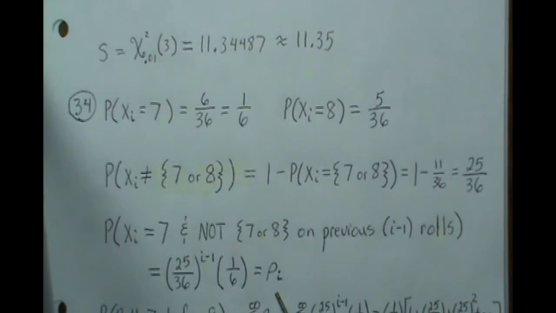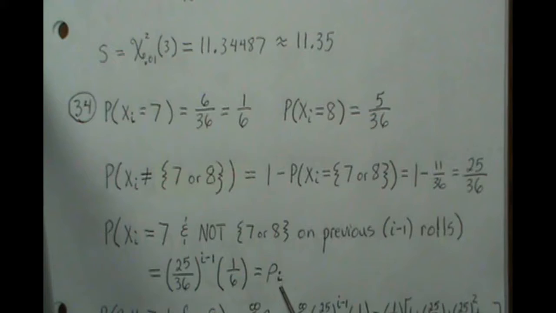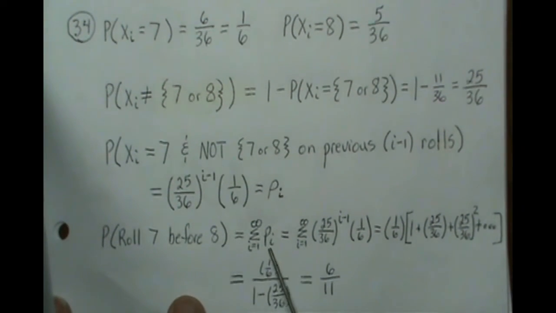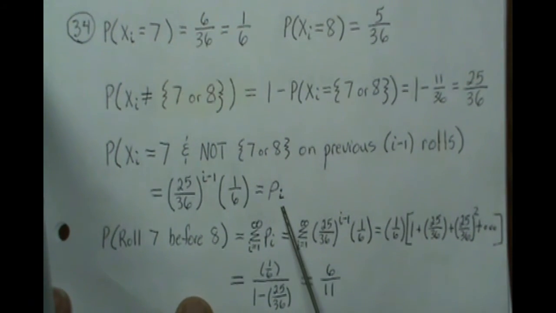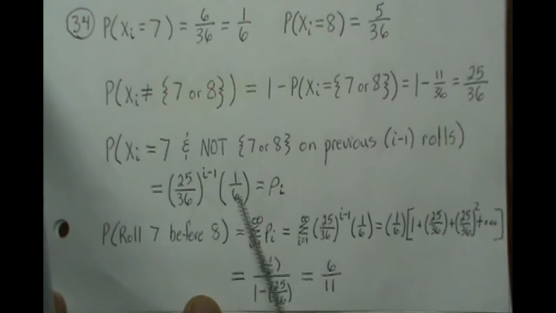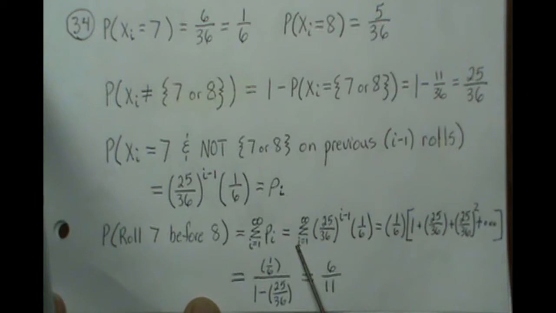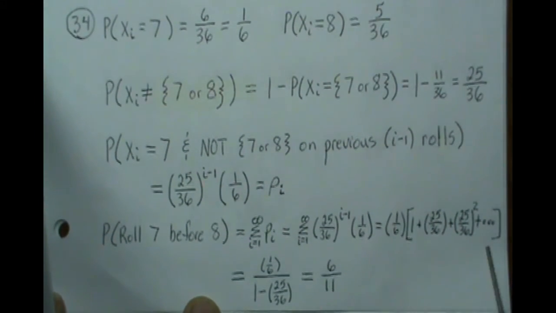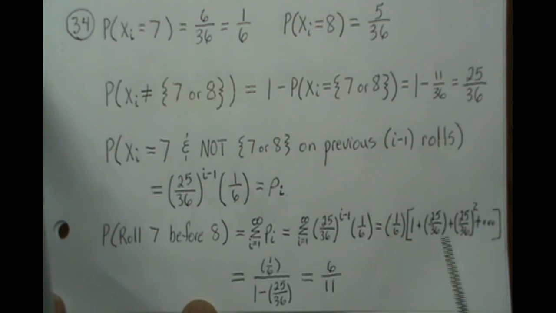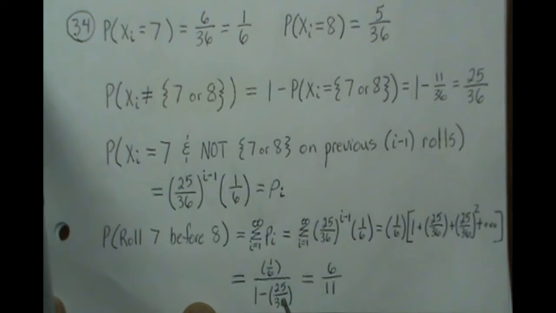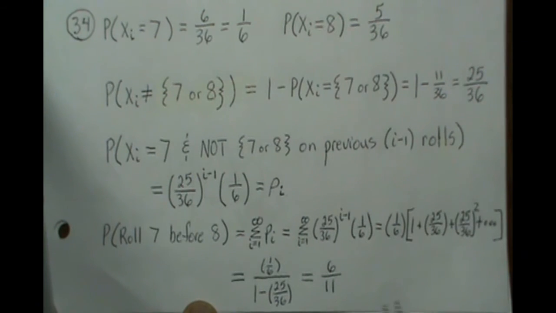But that's for a given i. There's an infinite number of possible rolls. So the probability that we roll a 7 before an 8 is actually the sum of all these probabilities. Now let's plug in this value for p_i, and we get this. And this is a constant. There's no index associated with it, so we can pull it out front, and then let's expand this, and that's what we do here. Well, this is a geometric series, and there's a formula for that, especially with a constant multiplier, which is this. And you simplify that, and you get 6 over 11.